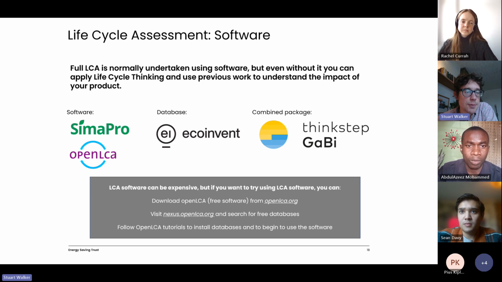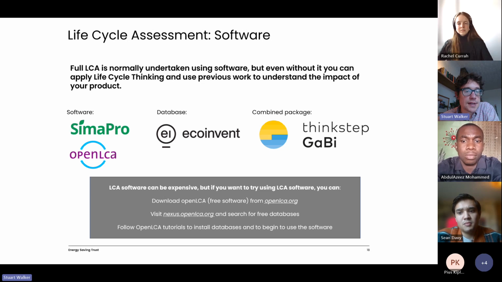But if anybody is particularly interested, there are some examples here of common software. The two on the left, SimaPro and OpenLCA, are software that require the use of a database. A common database is the ecoinvent one in the middle there. There's also a combined package system called GaBi, which is the one shown on the right. These are various options that people use around the world for doing LCA.